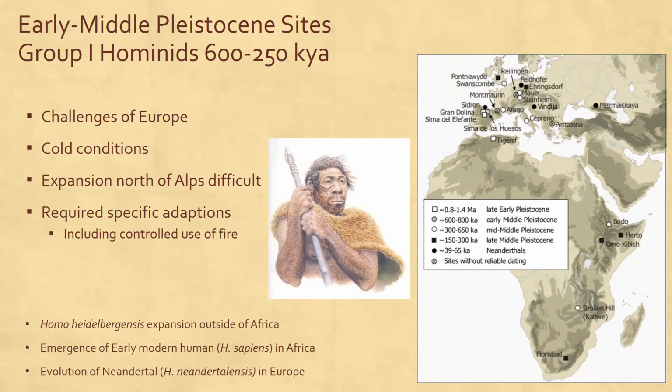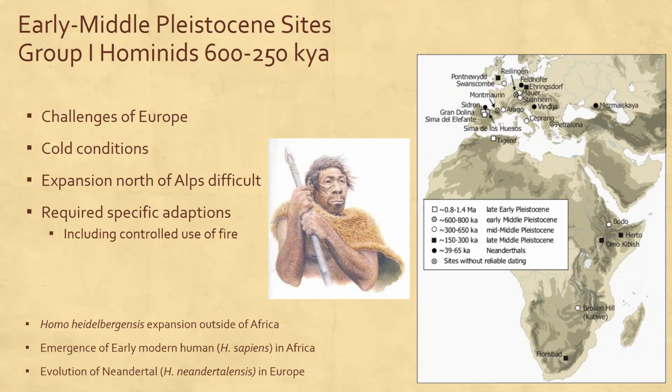So Europe presented challenges for hominid species, primarily because during the Pleistocene, it was cold, much colder than tropical Africa, where our species originated, our genus originated as well. So we are tropical primates, basically. We're not really suited for the cold.